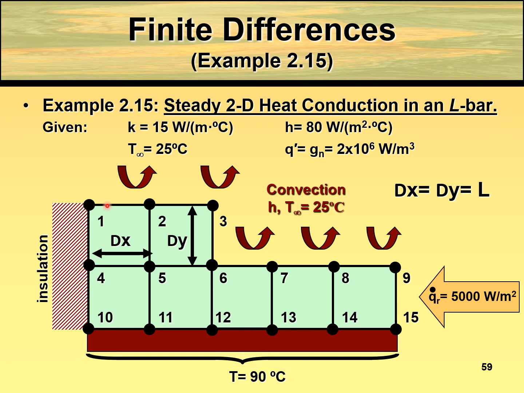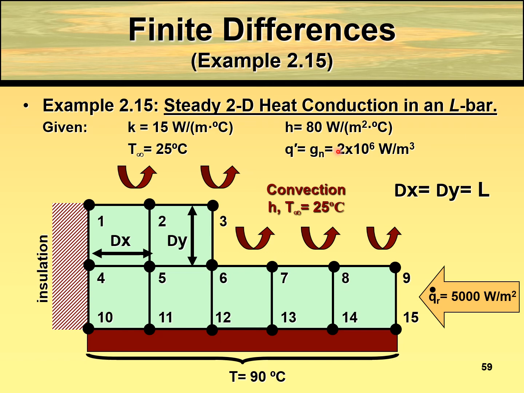So out of the 15 nodes, we know node number 10 to node number 15 have temperature equal to 90, but node number 1 to node number 9 are not known, right? And then the division is given. So dx is equal to dy, which is equal to L. The thermal conductivity K is given, T infinity is given here as 25 degrees C, this is for convection. The convection heat transfer coefficient H is 80 watt per meter square degree C, and now you have heat generation. So this is the value for heat generation, so you can't ignore this term now in the equation.